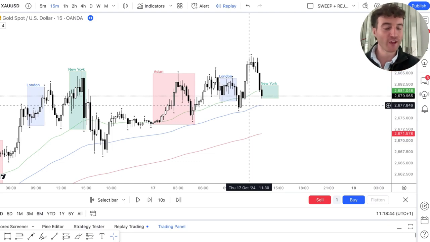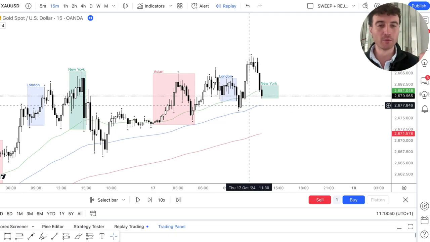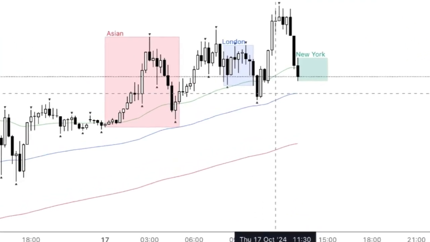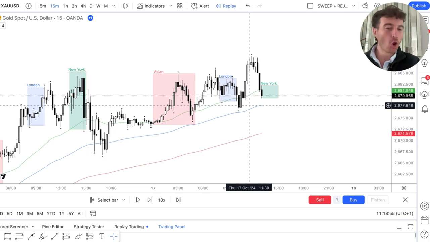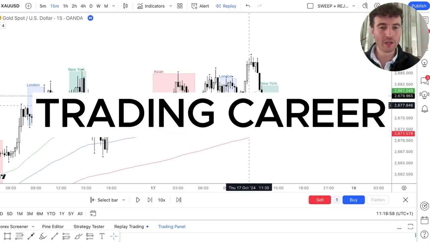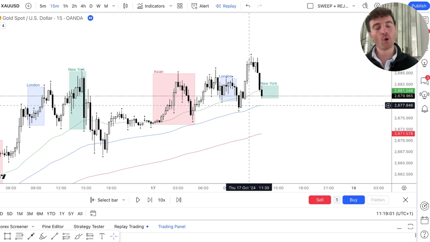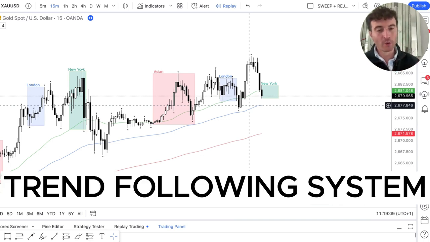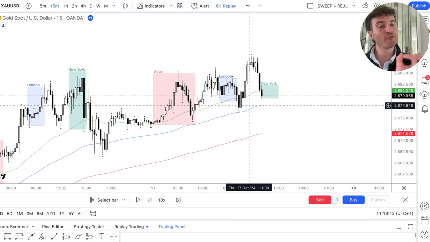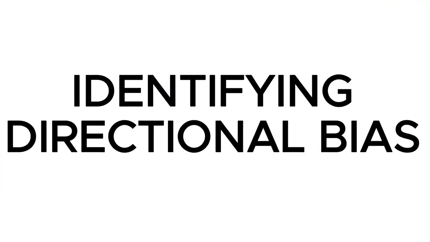The problem that I find a lot of inexperienced traders face is they do not have the patience to simply wait for the exponential moving averages to go in order. Simply waiting, that alone will transform your trading career. The reason why is because when all of the EMAs are crossed over together, the market is simply ranging, and we're trading a trend following system. So we need to ensure that we have the right conditions for trending markets. So that's step number one, identifying our directional bias.